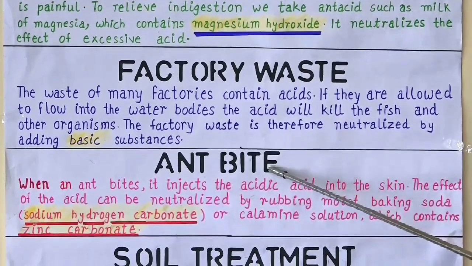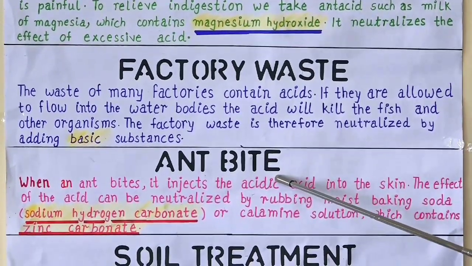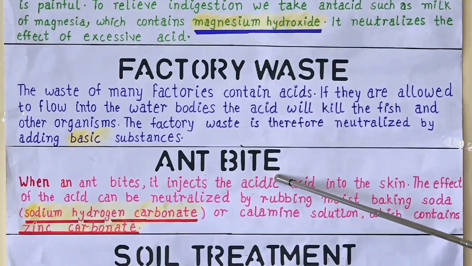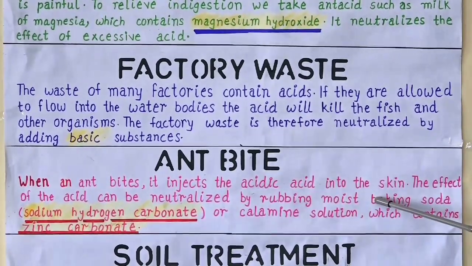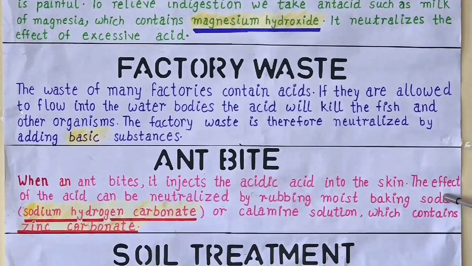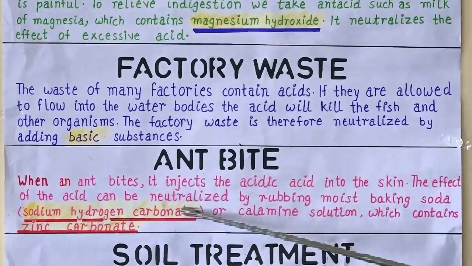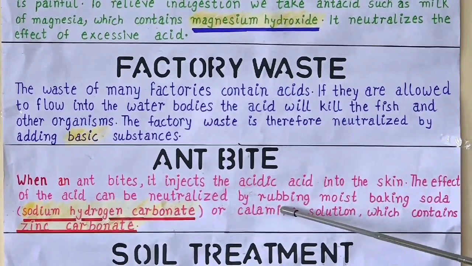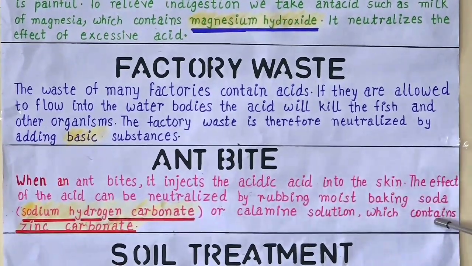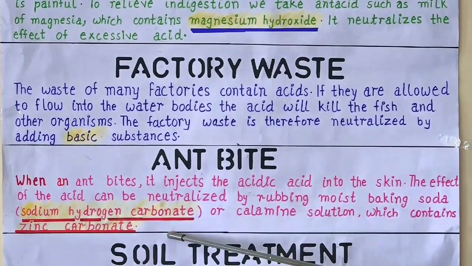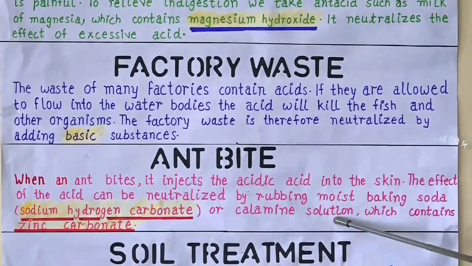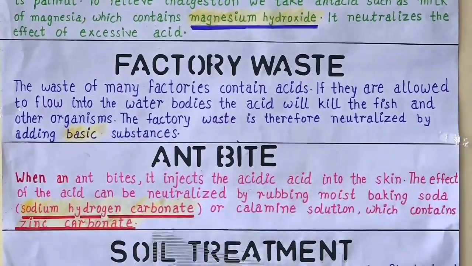Third is ant bite. You all know when an ant or a bee stings our body, it injects formic acid into the skin. The effect of this acid can be neutralized by rubbing moist baking soda, that is sodium hydrogen carbonate, or calamine solution, which contains zinc carbonate.